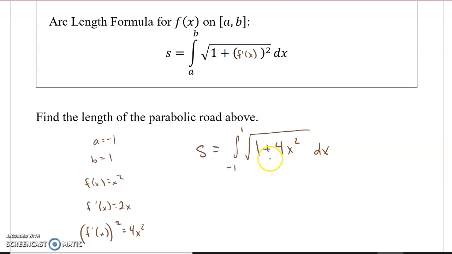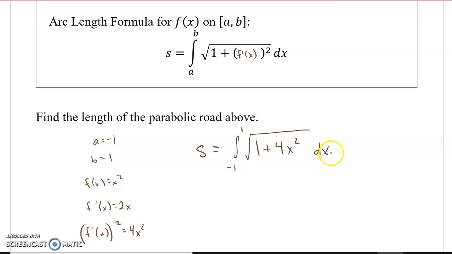Now we can look at this and scratch our heads about how we can integrate this, but we're not going to get very far unless we know a process called trig substitution. And it is possible to integrate this using trig substitution, but we haven't learned that yet. So I'm going to just go ahead and say set up but do not solve. There is an integral expression that gives us the exact length of the parabolic road.